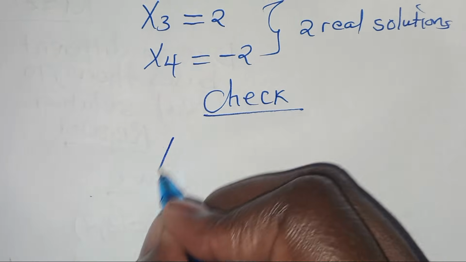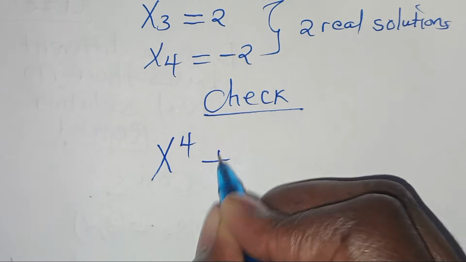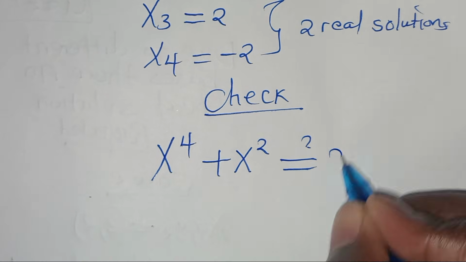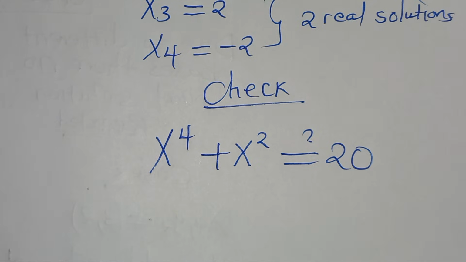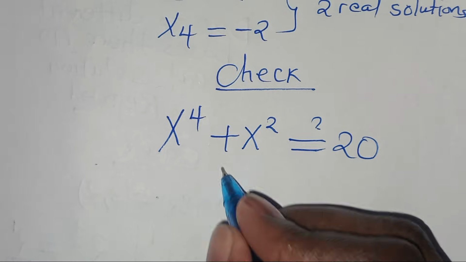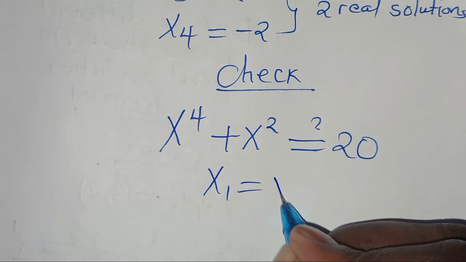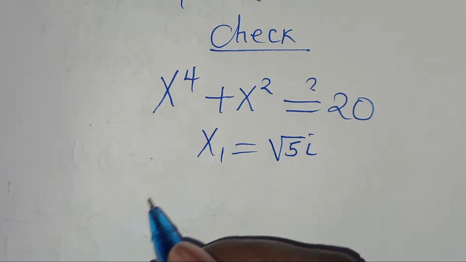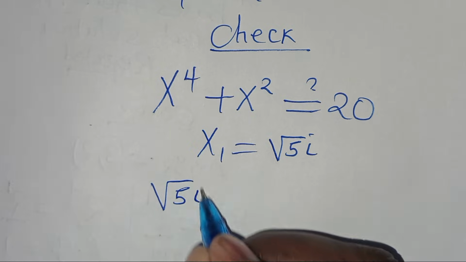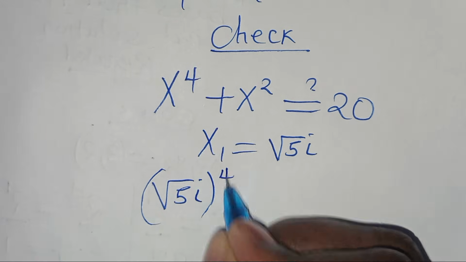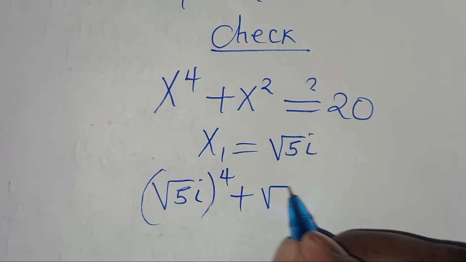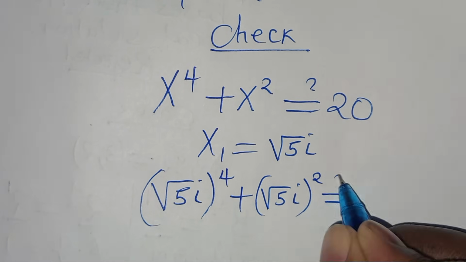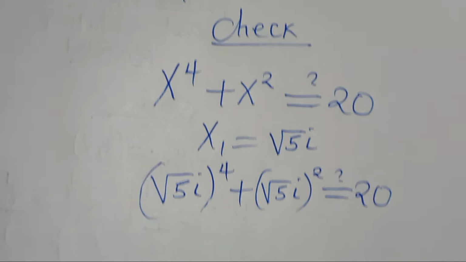We have x to the power of 4 plus x to the power of 2. This is supposed to give us a value of 20. Now let's start with x1, which is equal to square root of 5i. Here we have square root of 5i raised to the power of 4, plus square root of 5i raised to the power of 2. This should give us a value of 20.